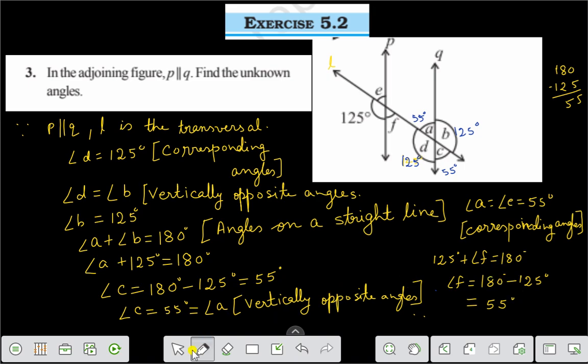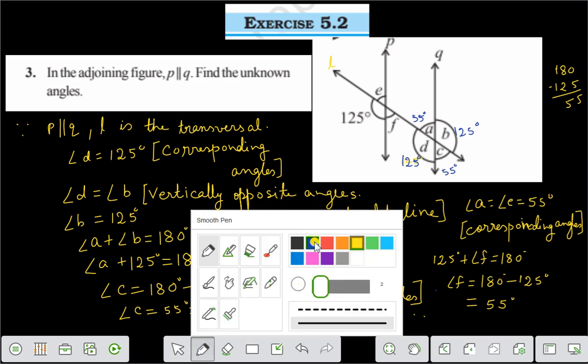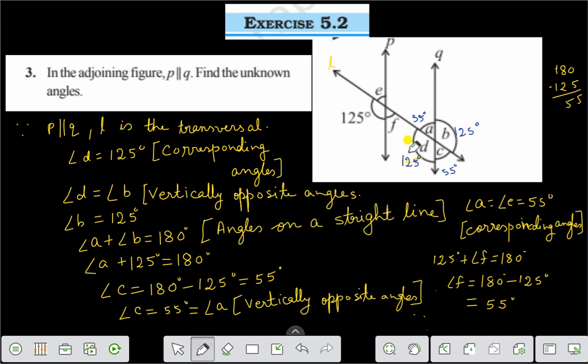Right? Now here you see that angle A is 55 degrees. Therefore, angle A and angle E are corresponding angles. Since they are parallel, angle E and angle A are the same. That is, it is also 55 degrees. Or you can say that angle E is equal to angle F, or you can find it in this way also. Angle E is equal to angle F since these are vertically opposite angles, right?